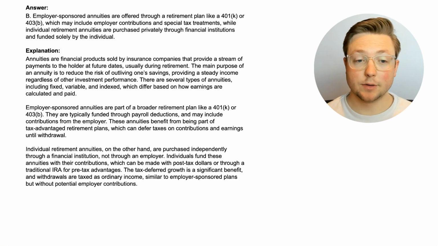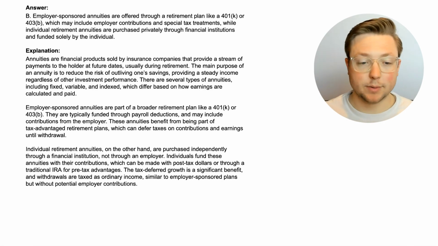Okay, B was the answer, and that's that employer-sponsored annuities are offered through a retirement plan like a 401k or a 403b, which may include employer contributions and special tax treatments, while individual retirement annuities are purchased privately through financial institutions and funded solely by the individual. Okay, so let's read through this whole explanation.